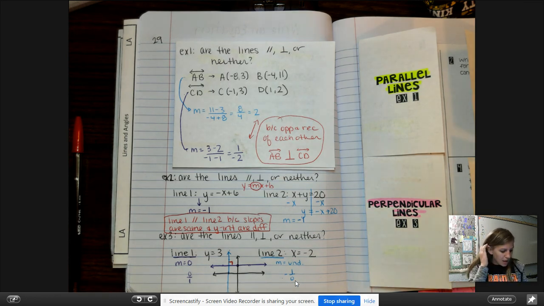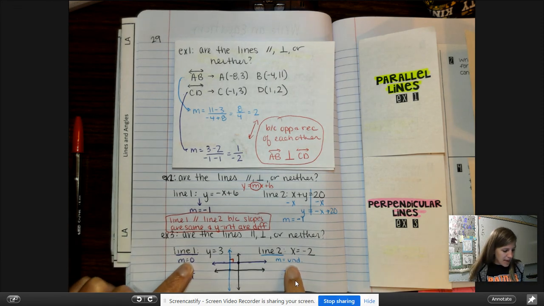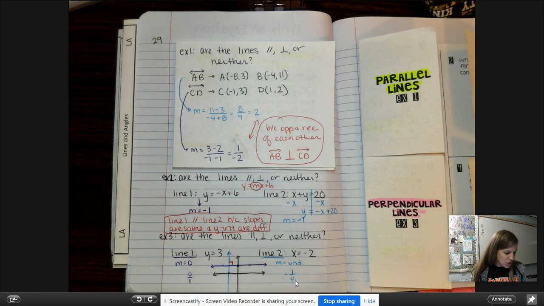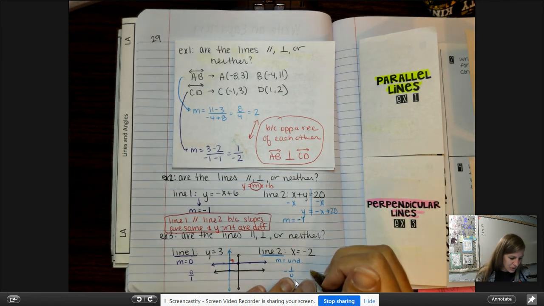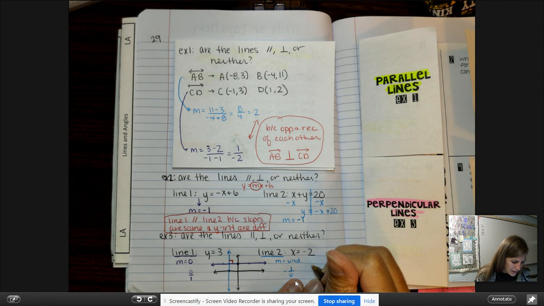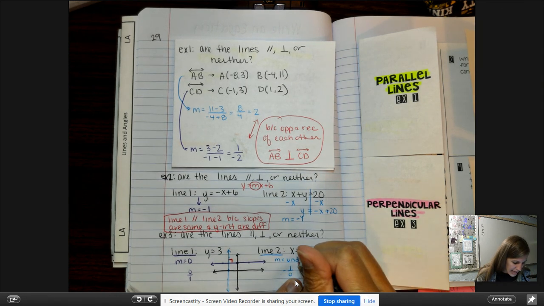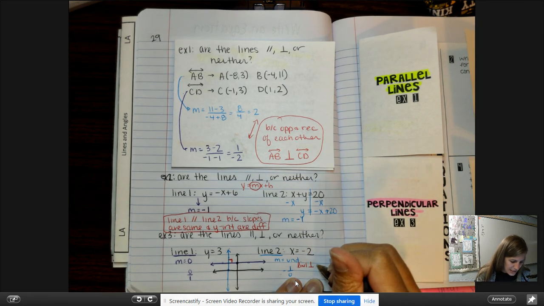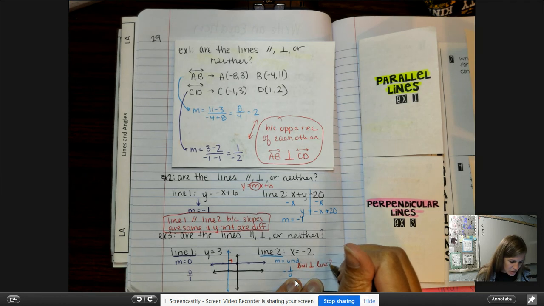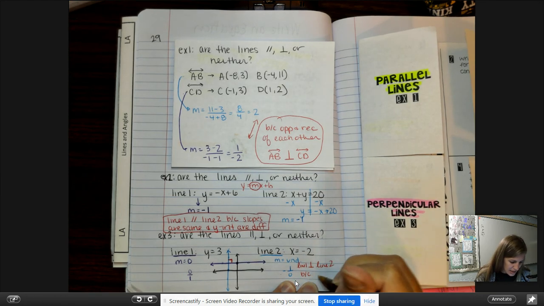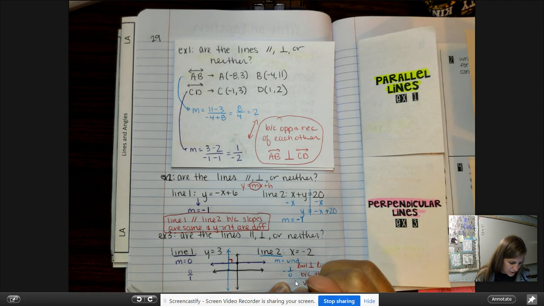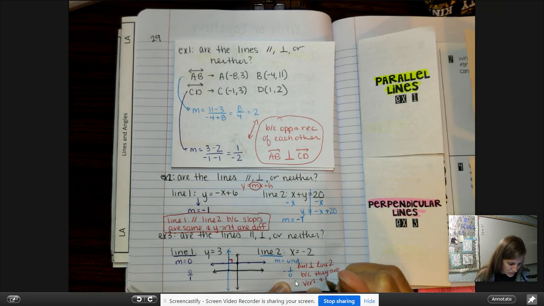So yeah, horizontal and vertical lines are always perpendicular. I think that just kind of makes sense, but it does match with their slopes as well. And so are the lines parallel, perpendicular, or neither? We would say perpendicular. So line 1 is perpendicular to line 2 because they are vertical and horizontal.